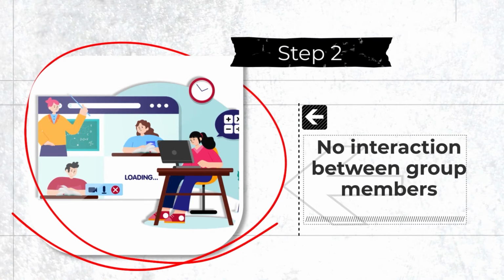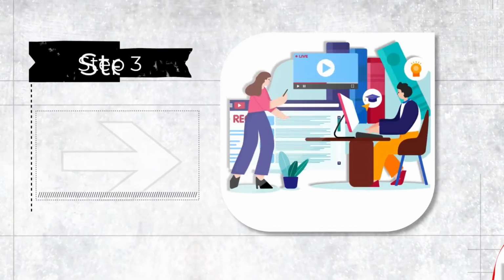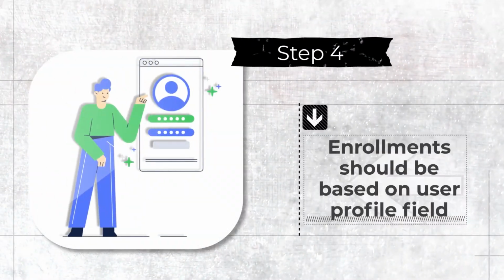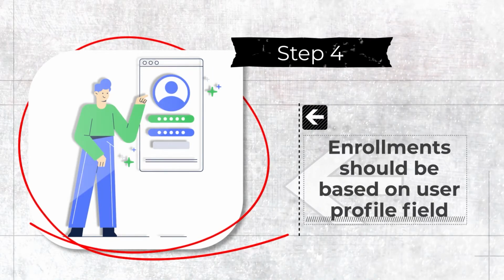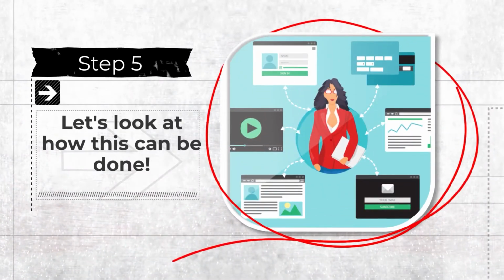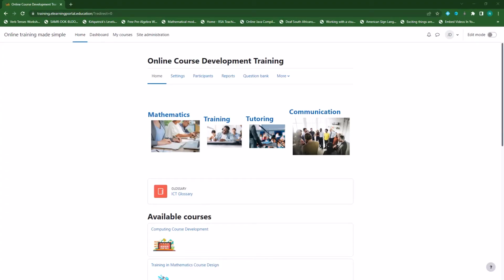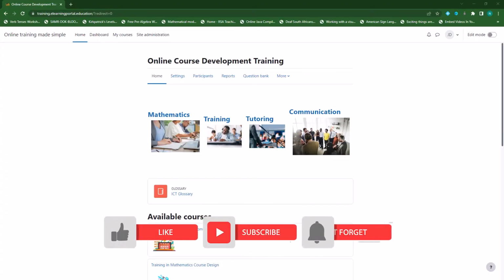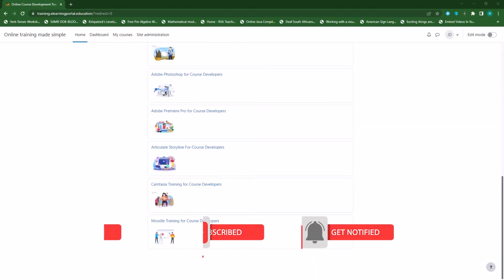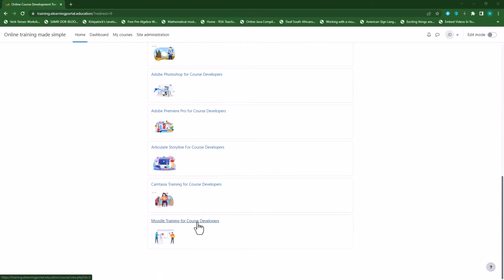Also, what makes it even more tricky, I want users, whether teachers or students, to automatically enroll in that group based on an entry in their profile field. So let me show you how I approach this scenario. First, let's specify the course that I want to add the groupings to. So on my Moodle platform, I will add the groups to this particular course.